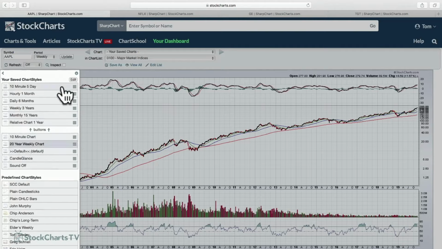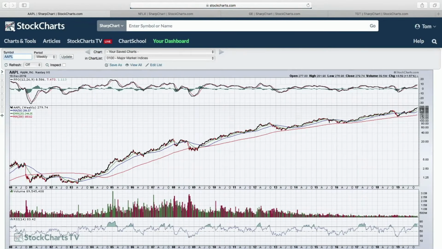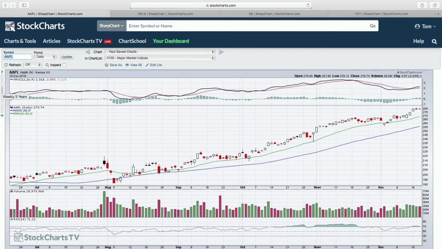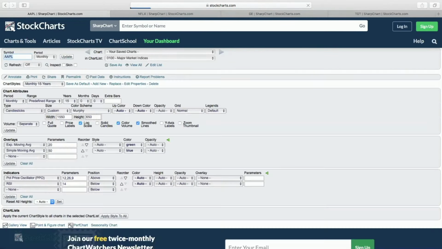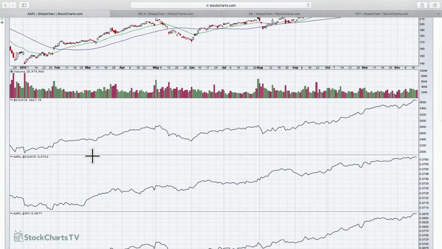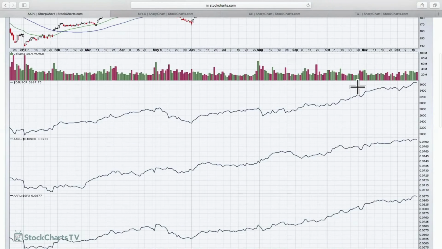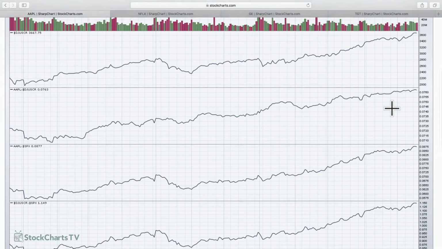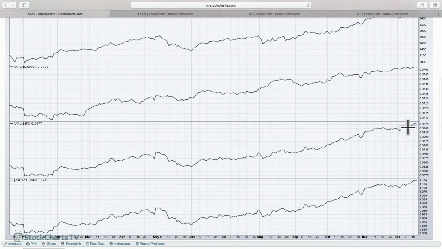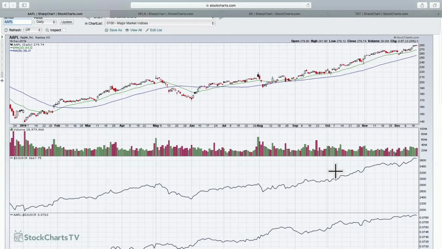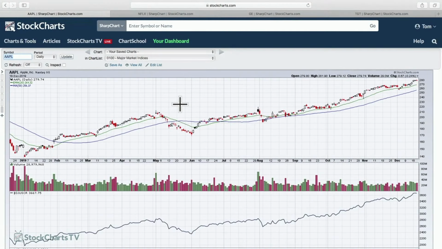So when I do that, and now I go back, now I've got all of them set up. So there's my 10-minute, hourly, daily, weekly, monthly, and relative. This is the one that if you've been following me, you know I use quite a bit. This just tells me the stock, the industry group, the stock versus the industry group. So relative strength among its peers, relative strength versus the S&P 500, and then its peers versus the S&P 500. So that's how I get my chart styles.